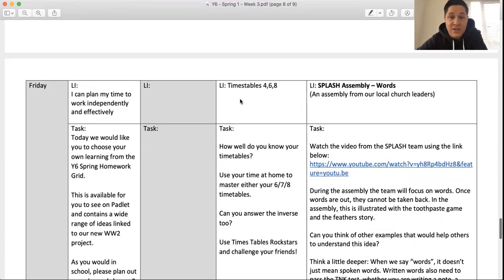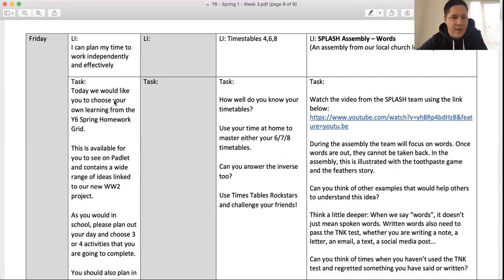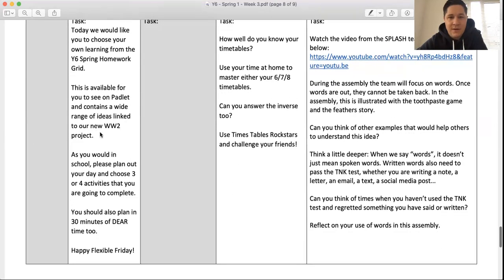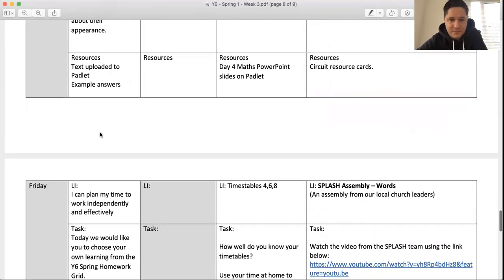Okay, we'd like to continue with your times tables. And as always, plan your time, okay? Have a look at the homework grid, plan your time, and there'll be some ideas on Padlet too, all right?